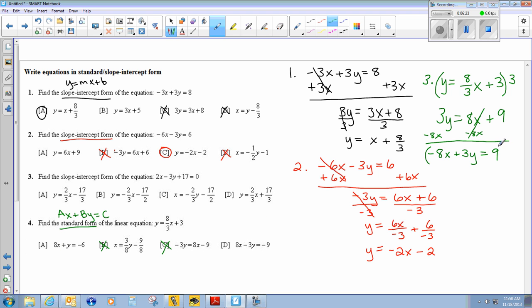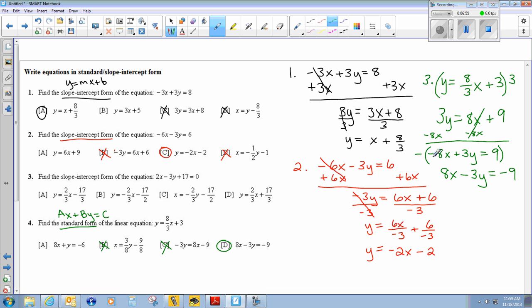So what we have to think about is that we could multiply everything in here by a negative. So negative times negative 8x is positive 8x. Negative times positive 3y is negative 3y. And that equals negative times 9, which is negative 9. Just like when you're using the LCD strategy, as long as you multiply everything by the same thing, you've made an equivalent equation. So now we're looking for 8x minus 3y equals negative 9. And that means I'm going to want answer choice D.